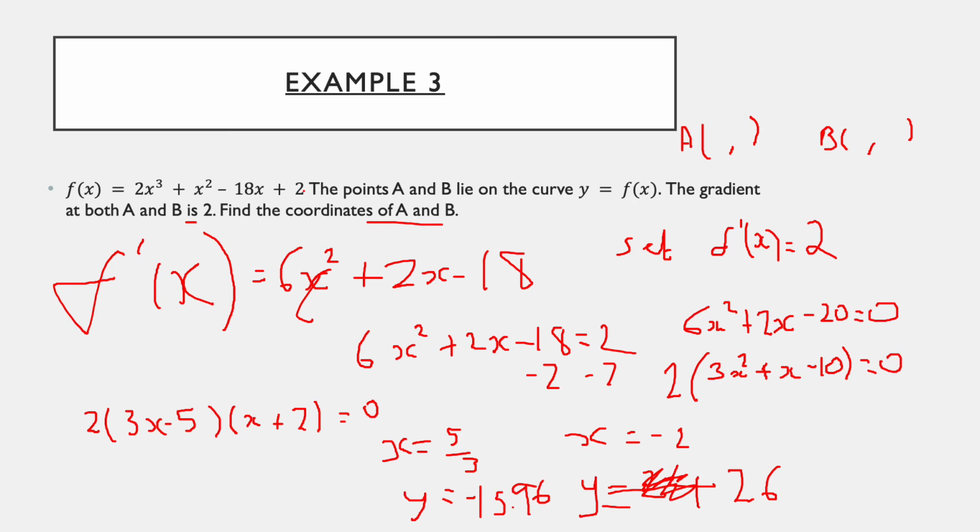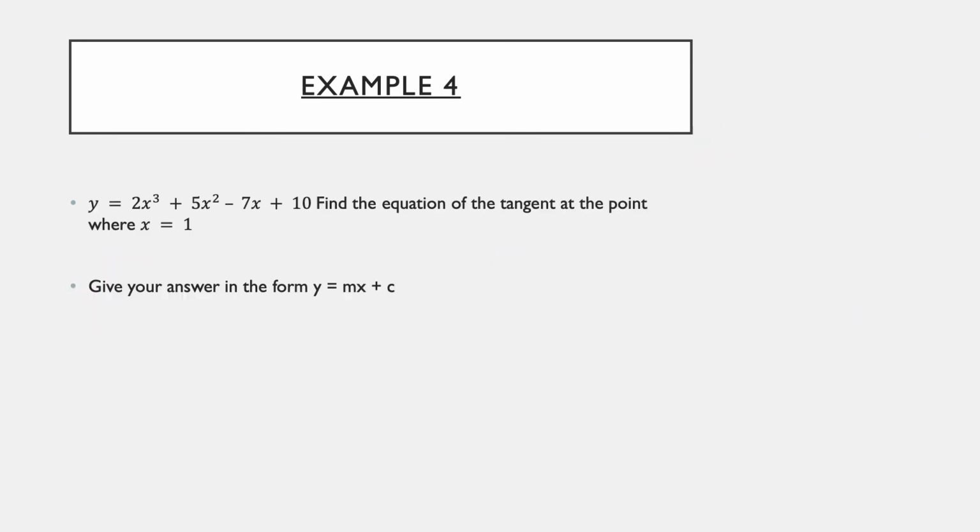So the coordinates of A are going to be this, so 5/3 and minus 15.96, and the coordinates of B are going to be negative 2 and 26. Okay, so I hope that actually made sense, guys.